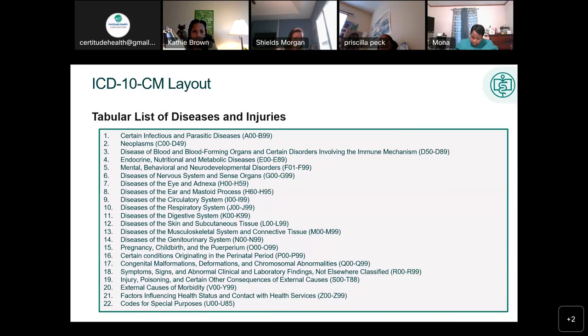All right, so the first one on page G7 is going to be chapter 1, certain infectious and parasitic diseases. Highlight just that. Just guideline 1. And then chapter 2, guidelines begin on page G10. Chapter 1, chapter 2. Yes.